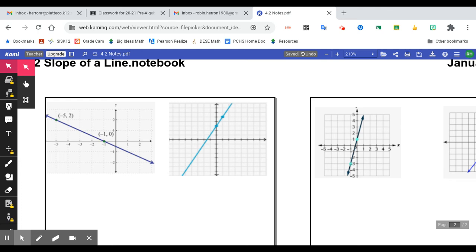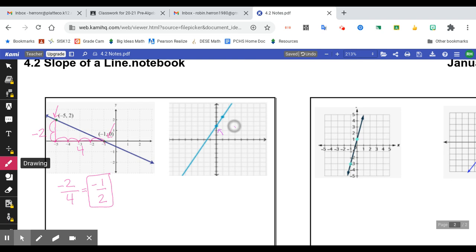So again here, left to right first. So I'm going to start here and finish here. Down and to the right. So 1, 2. Down is negative, so negative 2 over 1, 2, 3, 4. Okay? 2 over 4 simplifies to 1/2. So negative 1/2 would be our slope. All right, one more together.